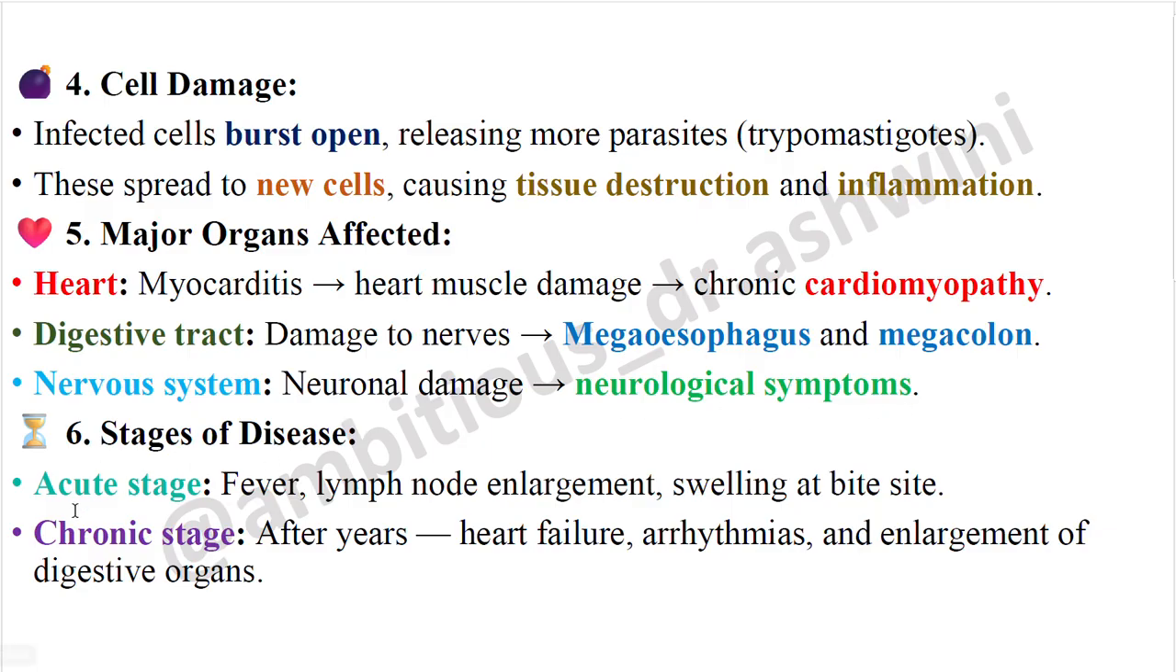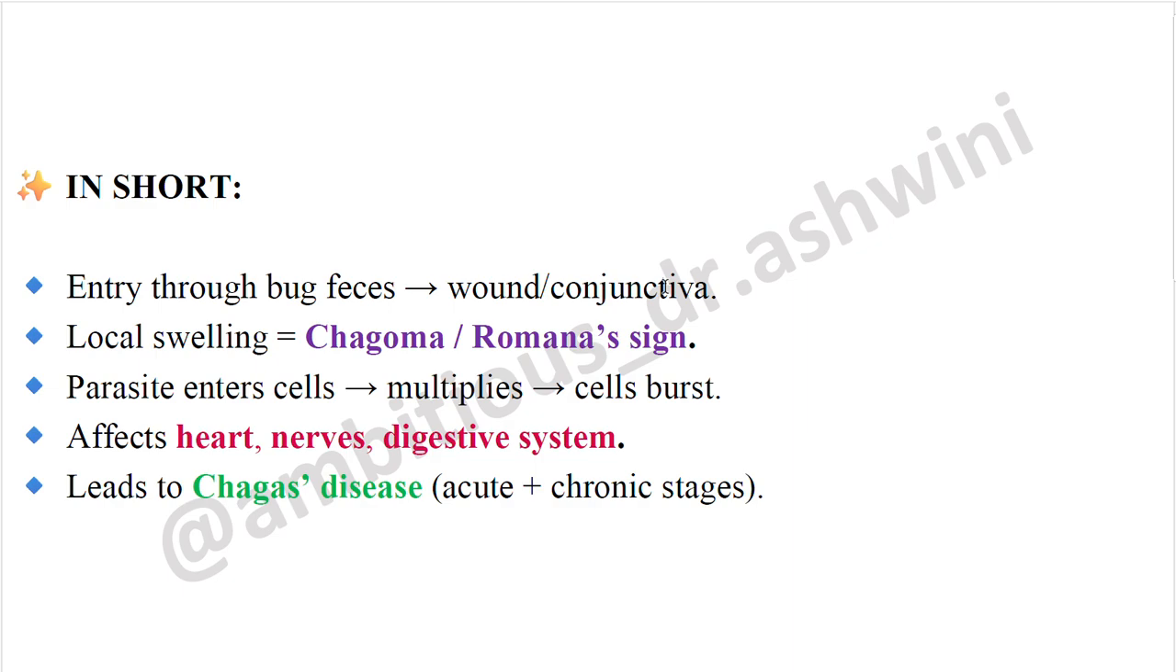Stages of disease: acute stage causes fever, lymph node enlargement, swelling at the bite site. Chronic stage after years: heart failure, arrhythmias, and enlargement of digestive organs. In short, entry through bug feces, wound or conjunctiva, local swelling, chagoma or Romana's sign. Parasite enters cells, multiplies and cells burst. Affects heart, nerves, digestive system. Leads to Chagas disease, acute plus chronic stages.